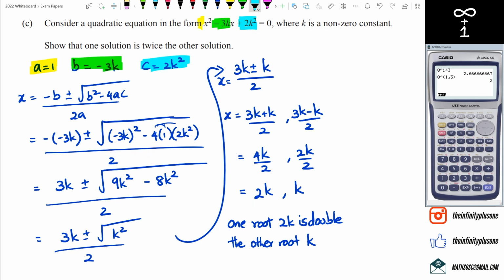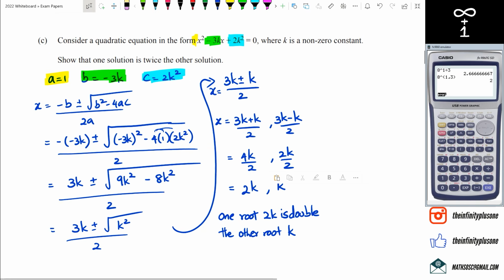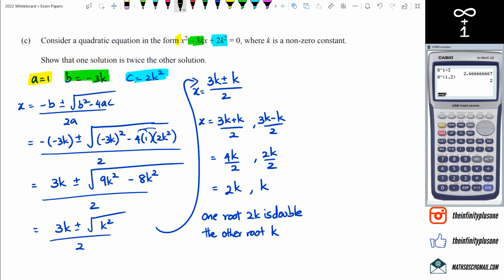Now, like I did say at the start of this question, I was going to show you guys what the examiners thought, or what sometimes a shortcut is. So they actually did this. They recognized this straight away. So here you've got x squared minus 3kx plus 2k squared is equal to 0.